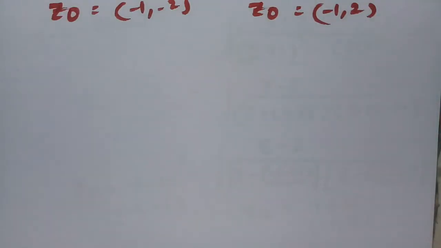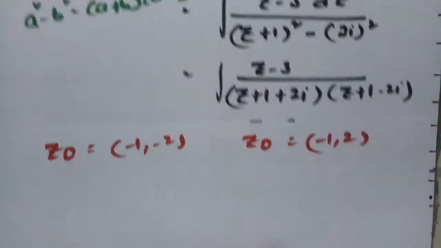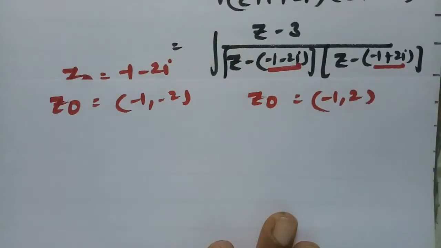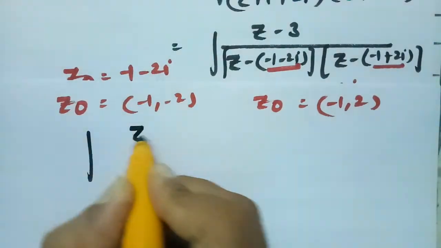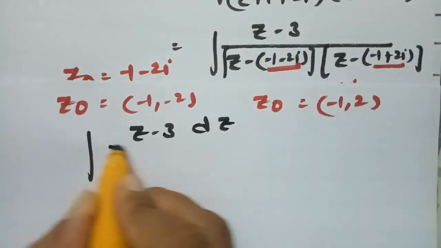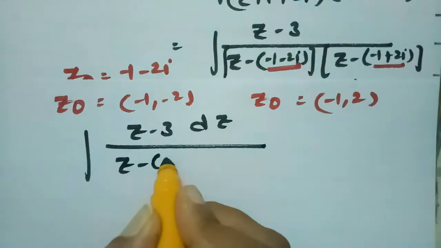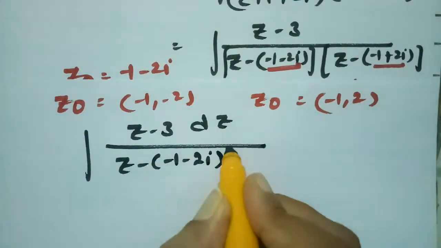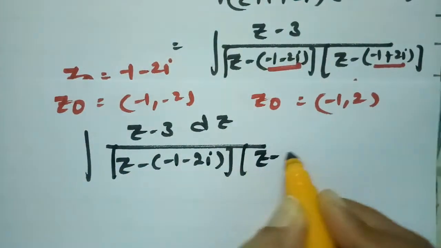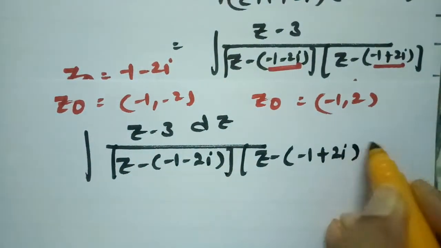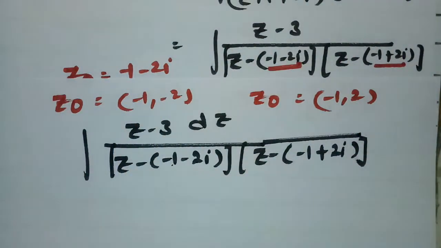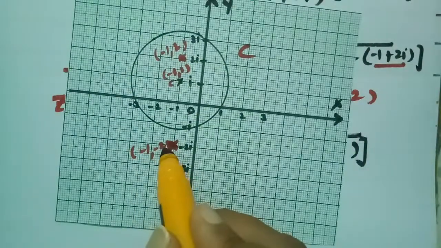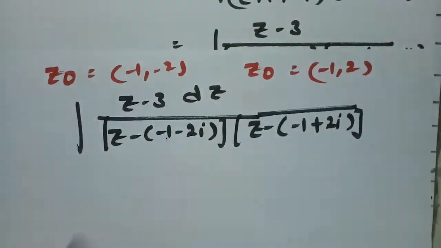So I am transforming this question in the form of, see here, this is the point. So this is the integral of z minus 3 dz by z minus 1 minus 2i, into the next factor, z minus of minus 1 plus 2i. So here this is minus 1 minus 2i. Minus 1 minus 2i is outside C, so this is outside C.